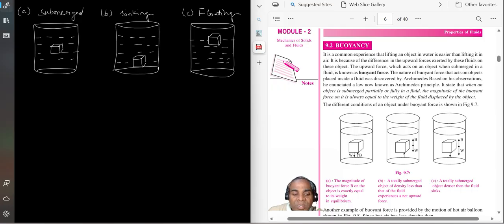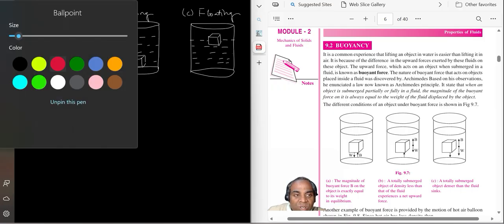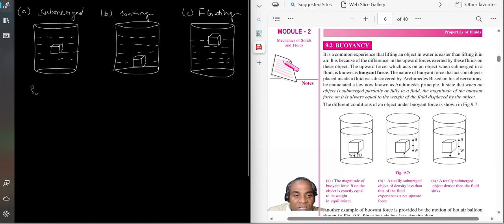For the first case, what we got is density of the object is equal to density of the liquid. Second case, we got density of the object greater than density of the liquid. Third case, we got density of the object less than density of the liquid. So these are the three scenarios which can be explained based on the Archimedes principle. Now let's proceed further with the text.